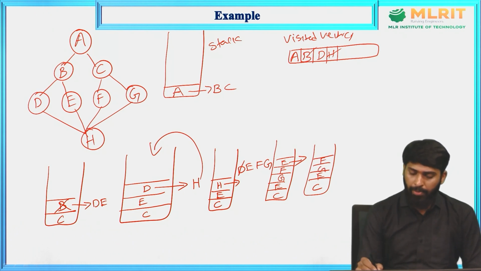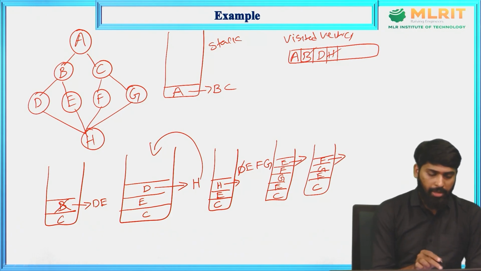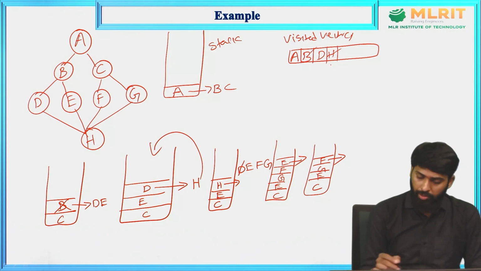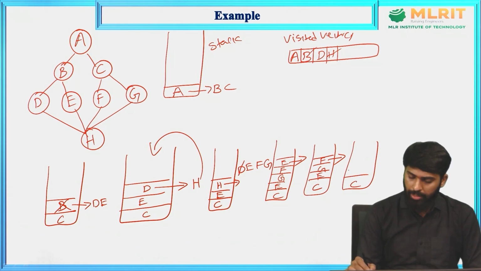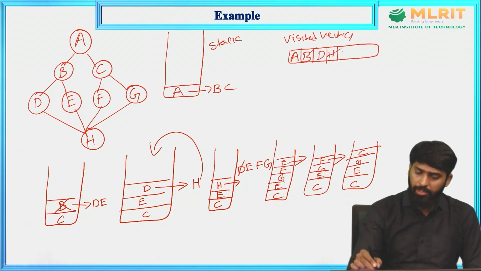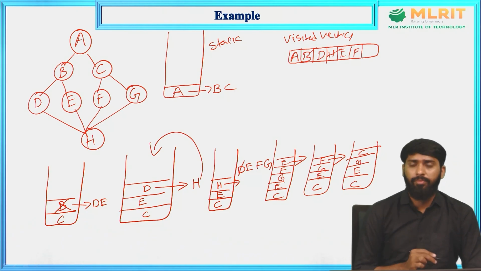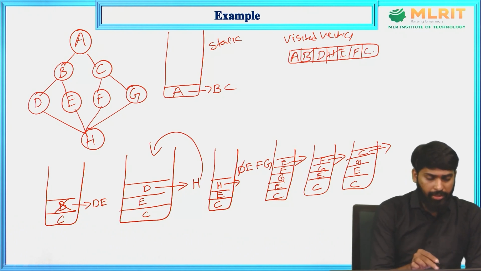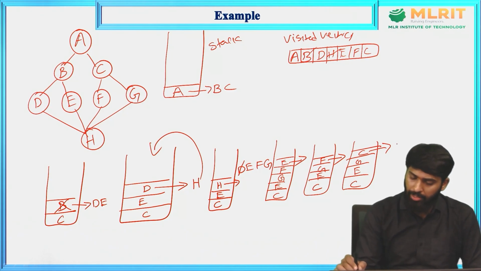Okay. Now again pop F. F's adjacent vertices are H, C. H is already visited. So again C, E, G and C here, and make E and F visited. Now pop C. So C is visited. C's adjacent vertices are F, which is already visited, and A, which is already visited. Again G. So it becomes C, E, G, G.